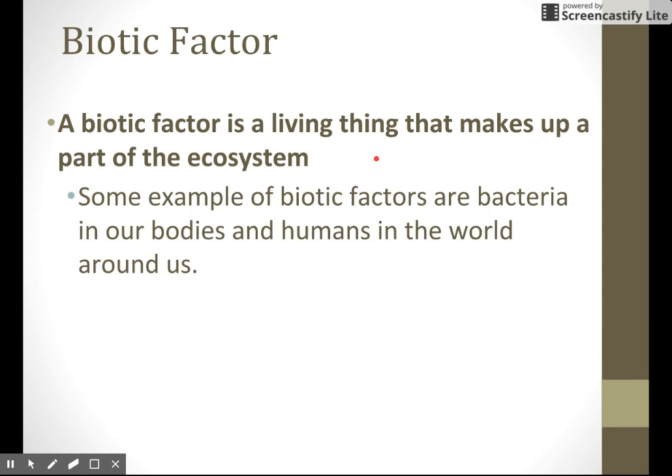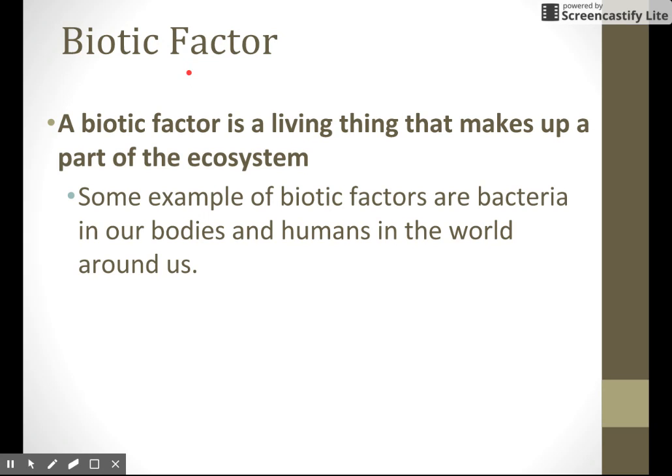Now, I've talked about living things and non-living things, but in ecology, we use two terms. They're known as biotic and abiotic factors. And we're going to start with biotic factors. Bio meaning life. So a biotic factor is a factor that is living that makes up part of an ecosystem.